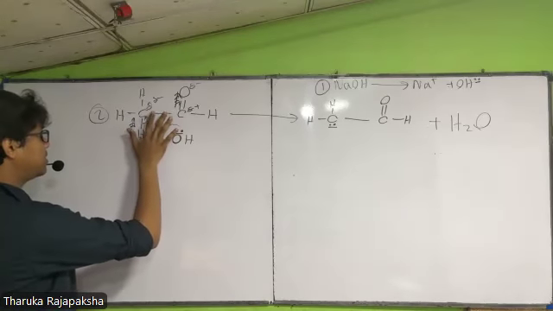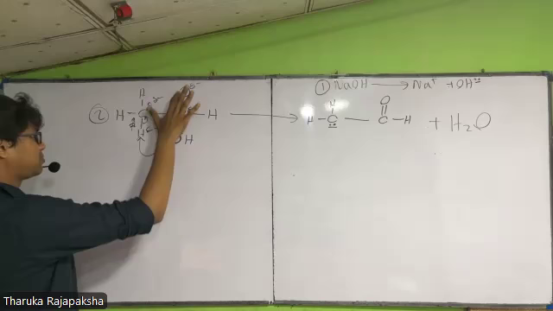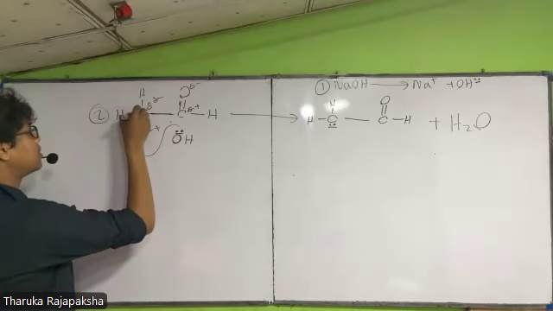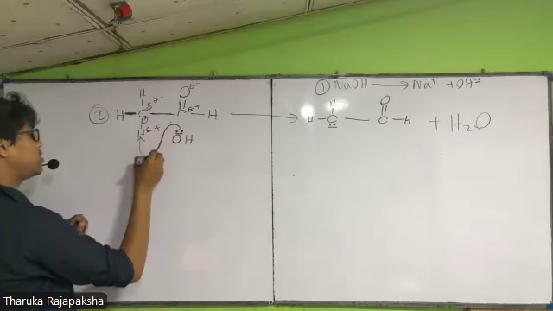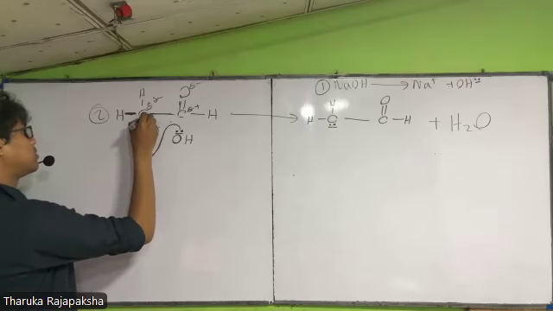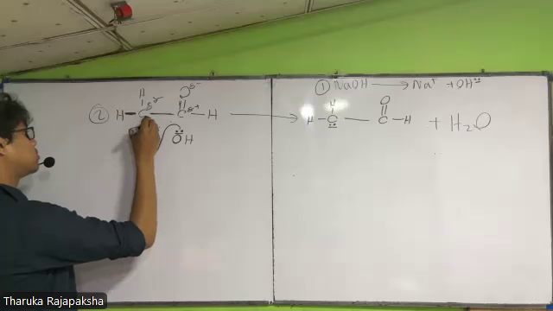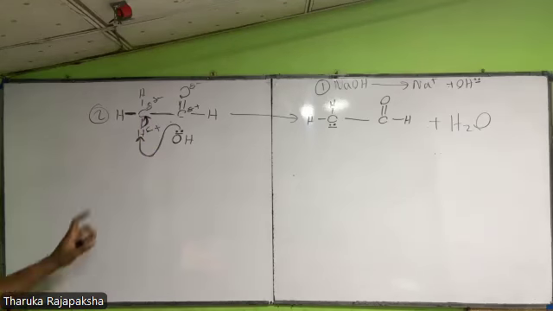You don't have to indicate these electron moving arrows. You have to indicate only these arrows you have to indicate. The bond is broken, right? The bond is broken. Bond is broken, right?